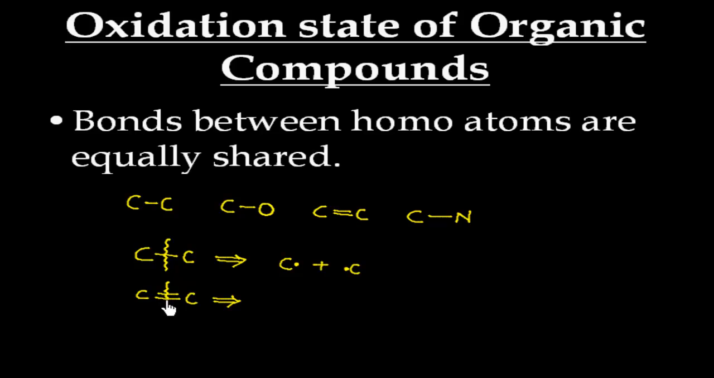If I want to break this bond, two electrons will go to this carbon and two other electrons will go to this carbon. If I have a carbon-carbon triple bond, I have to break this bond, and three electrons will come this side and three electrons will come this side. So this is the idea. When you have bonds between homoatoms, they will be equally shared.